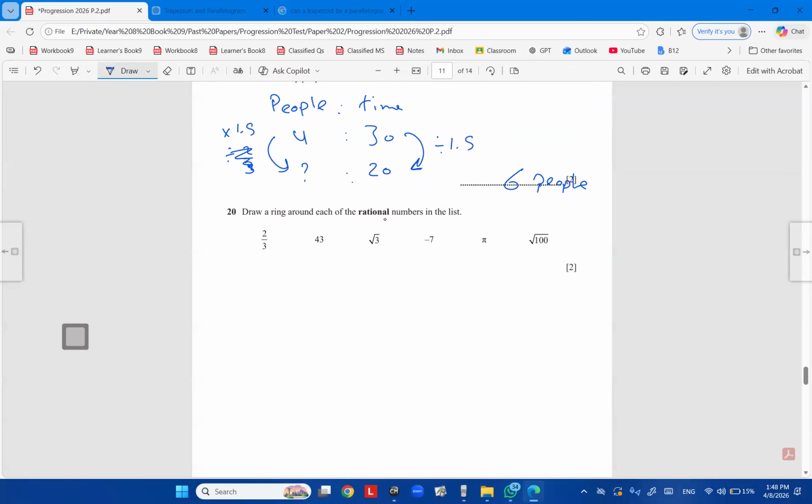Draw a ring around each of the rational numbers in the list. Any fraction is rational. Any whole number is rational. This is a third, I'm not going to take it. Any integer we said is rational. And also, this is not a third, but pi is always irrational. This is not a third. This is equal to 10, so it is an integer. It is also rational.